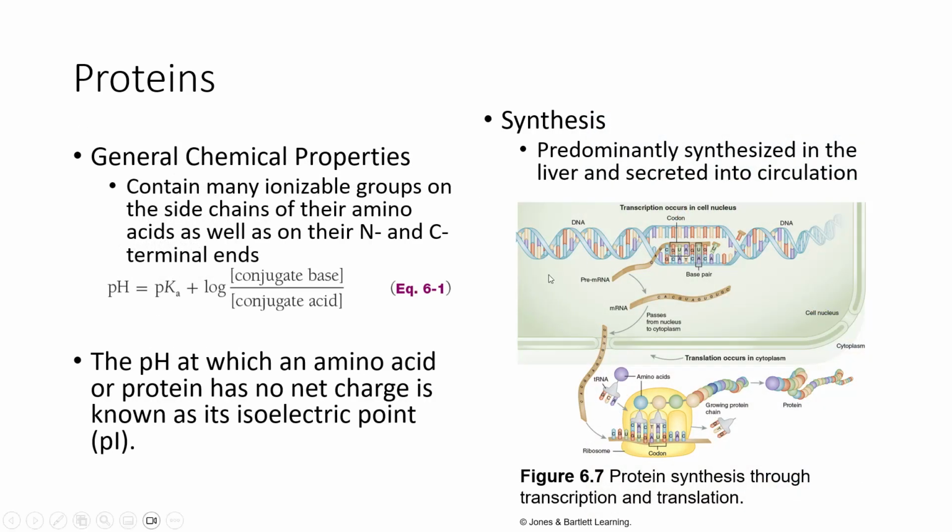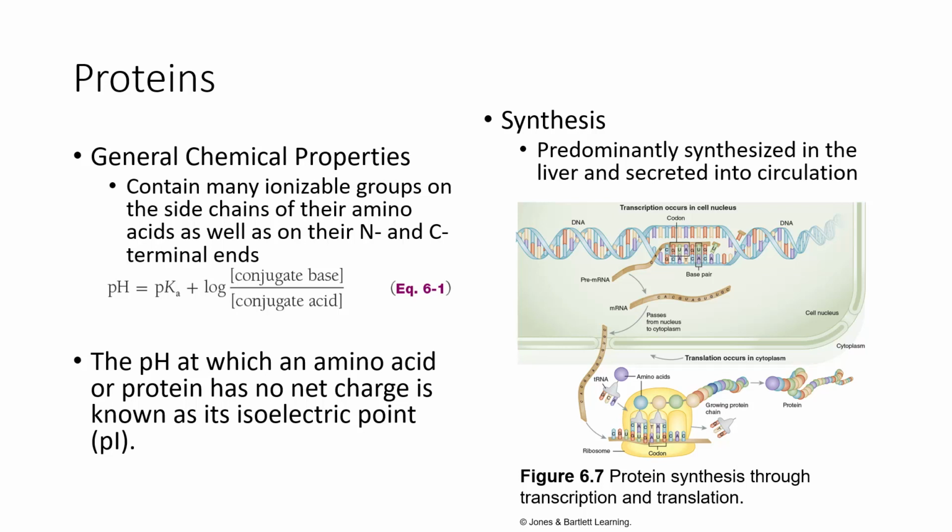General chemical properties: they contain many ionizable groups on the side chains of their amino acids as well as on their N-terminal and C-terminal ends. The pH of the environment determines the structure of that protein. So at certain pHs, the side chains are going to want to interact or not interact, so they're going to expose themselves or hide themselves depending on the pH of the environment.